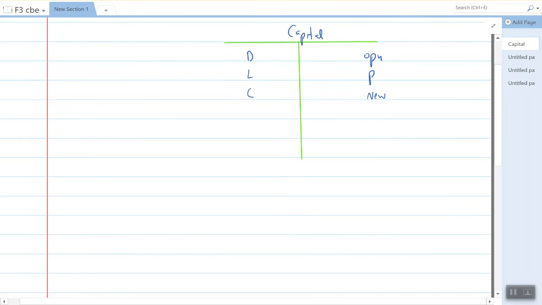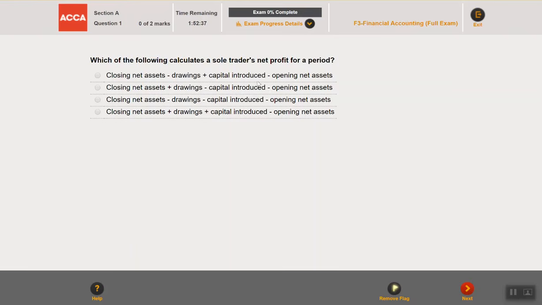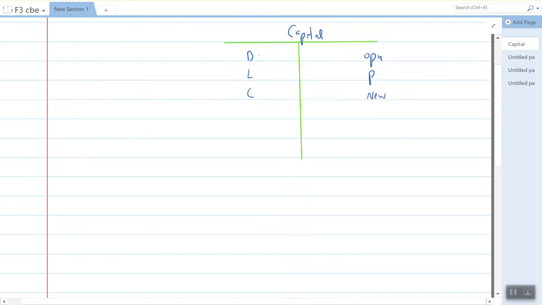So the question requires a profit for the period. So if we add this side and minus this and this, it will equal profit. So if you want to know something in an account, leave it alone and minus every other thing, it will be found. So let's see which option is consistent with it.